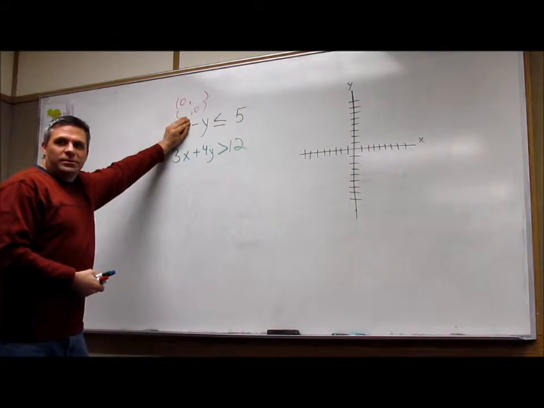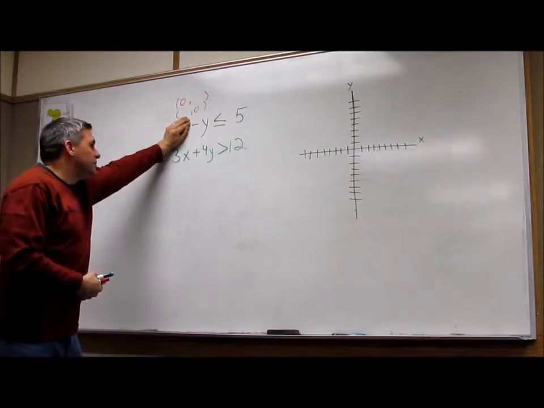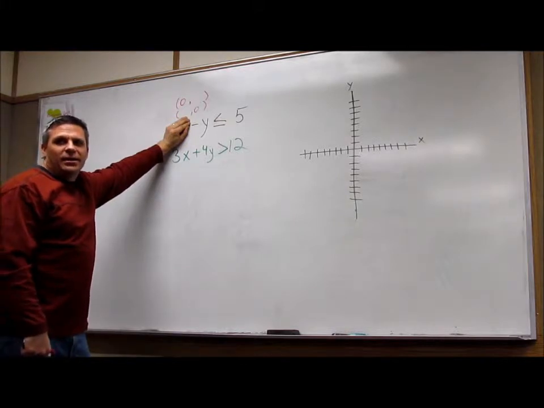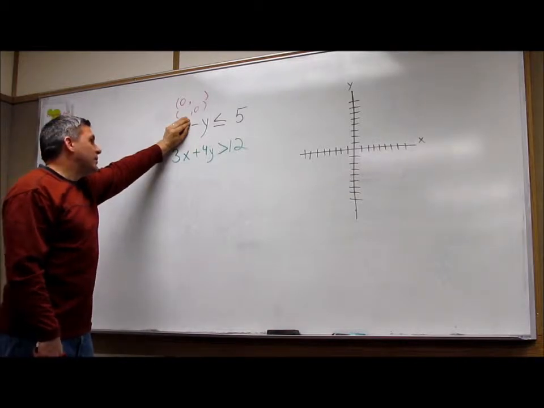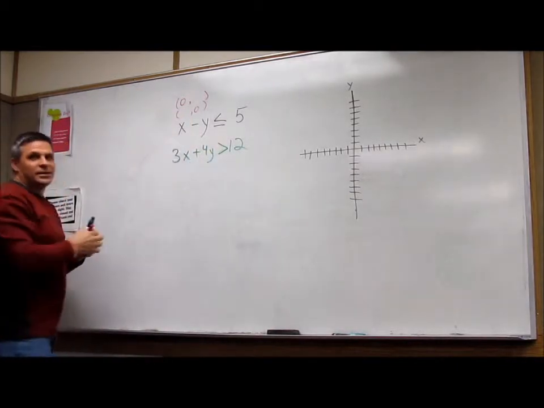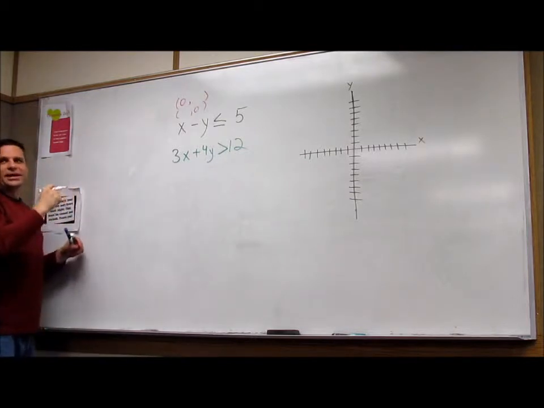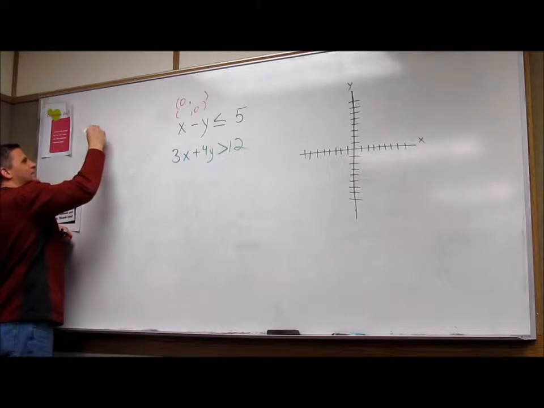If 0 is x, then what's y? Well, negative y equals 5. So what's y? Negative 5. You guys always get that weird deer in the headlights look, like, what are you talking about?